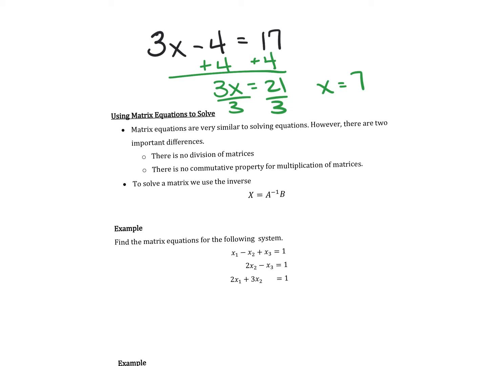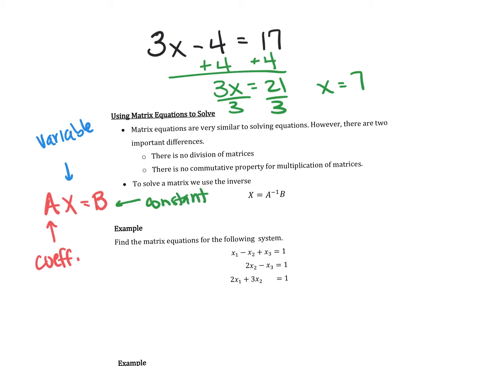So when we solve a matrix, we're going to take the equation that looks like this. We're going to start off with our equation that says A times X is equal to B, where A is what we call our coefficient matrix, X is what we call our variable matrix, and B is what we call our constant matrix. And the goal here is to solve for this variable X, the variable matrix.